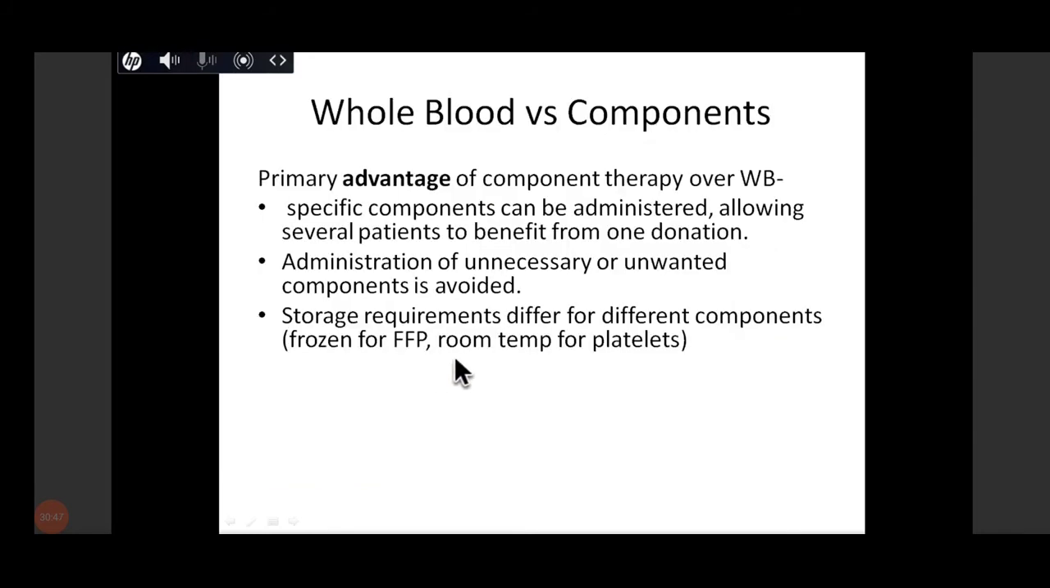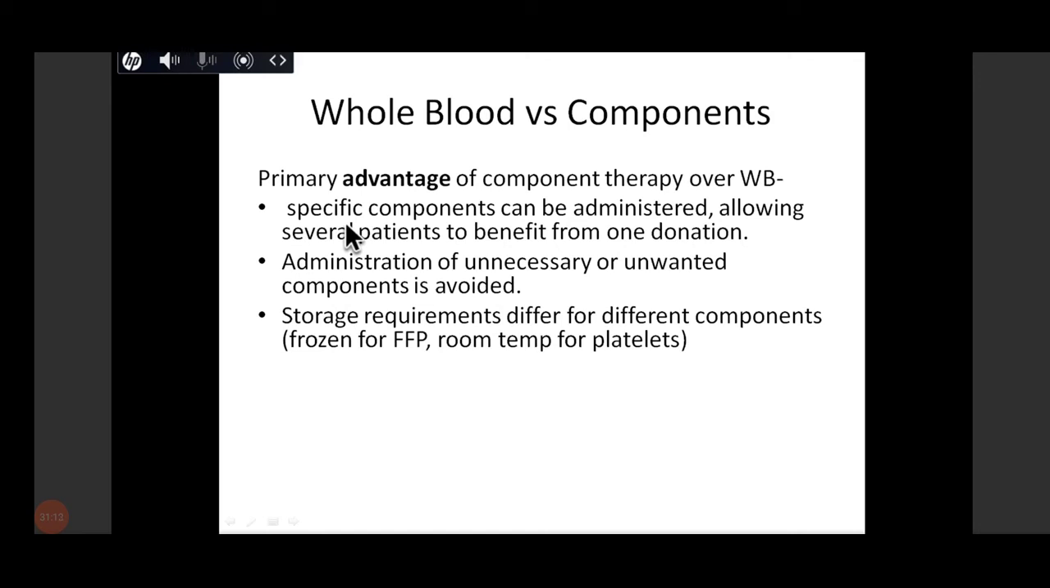Okay. So, what is the importance? Why do we need to separate out the whole blood into components? What is the advantage or the disadvantage of this? Specific components can be administered, allowing several patients to benefit from one donation. You have seen that from one bag, it was separated into four or three, depending on which bag was provided at the blood bank. So, it can be separated out.